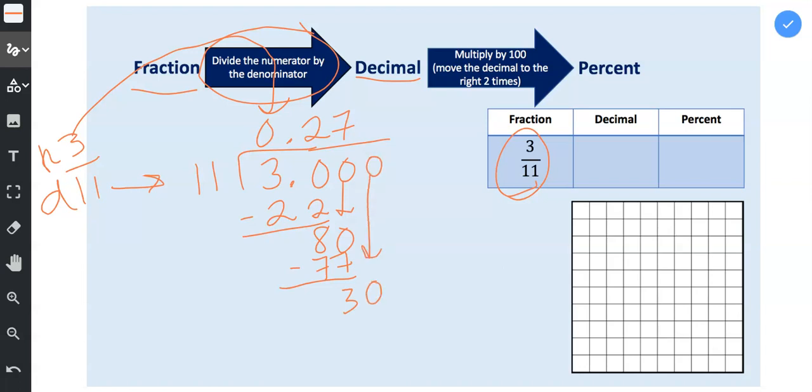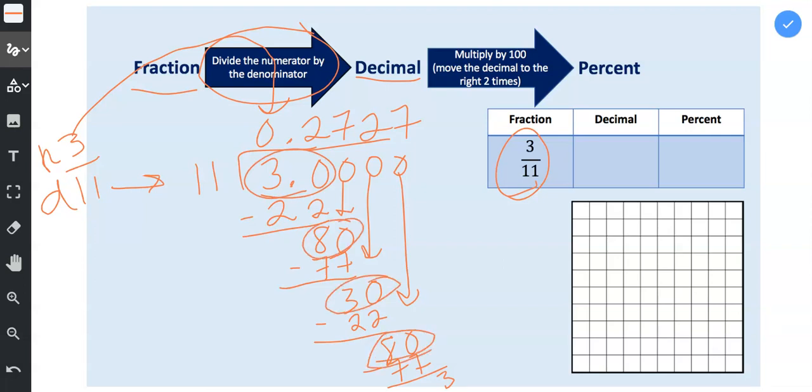Bring down a 0. 11 goes into 30 twice. I'm starting to see a pattern. 11 times 2 is 22. 30 minus 22 is 8. I bring down a 0. 11 goes into 80 7 times. 11 times 7 is 77. I subtract and I get a 3. And that pattern again is going to start over. 30, then 80, 30, then 80. So I'm going to keep getting 2 7 2 7 2 7. So both the 2 and the 7 repeat.